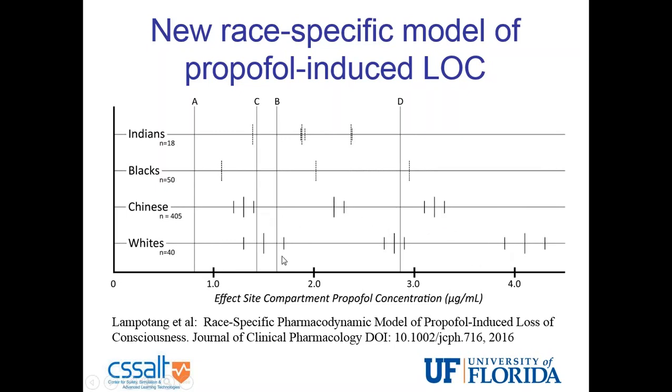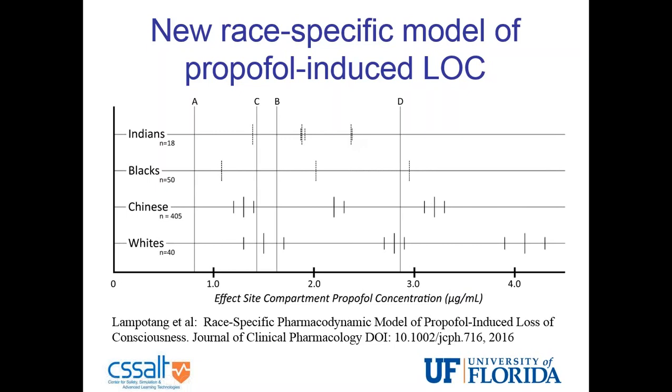What is also important to see is that within a population, there's actually a lot of variability. So there is, in that sense, more variability between the EC95 and the EC05 of whites than between the EC95 of whites and Chinese. Then we did the same for blacks, and you can see they are even more sensitive than Chinese, and the Indians are the most sensitive of all.